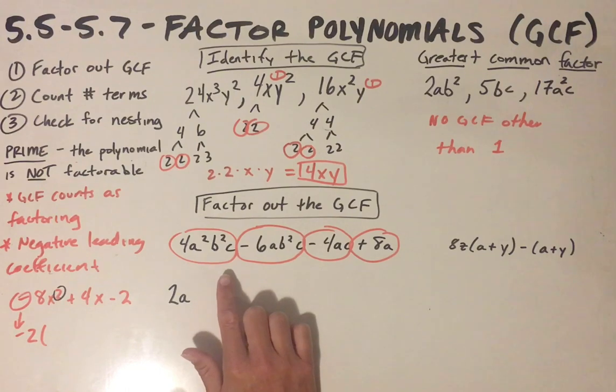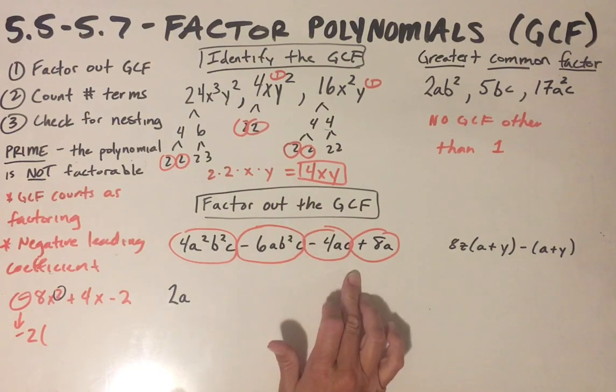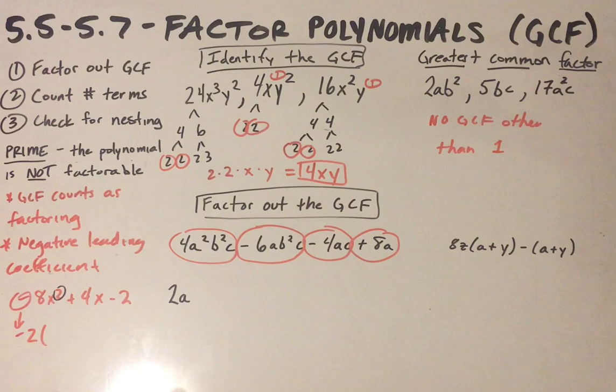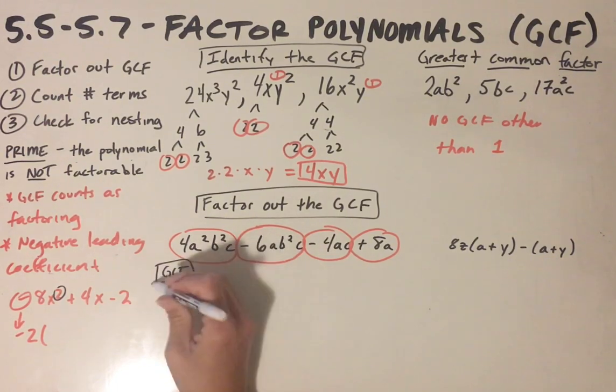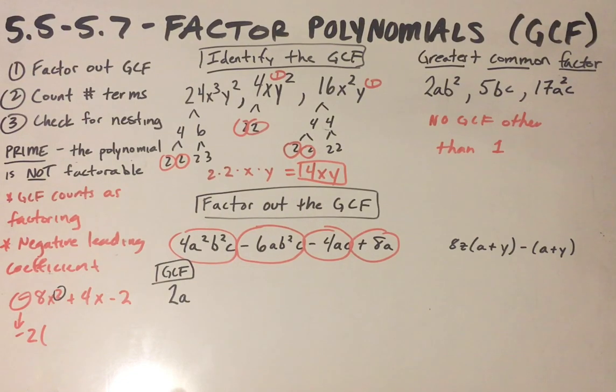So now I'm going to go to my C. This one, and this one has a C, but this last one doesn't. So right here, this is my GCF. Okay, it is 2A. But I'm not just asked to identify the GCF for this problem, I'm asked to factor it out.